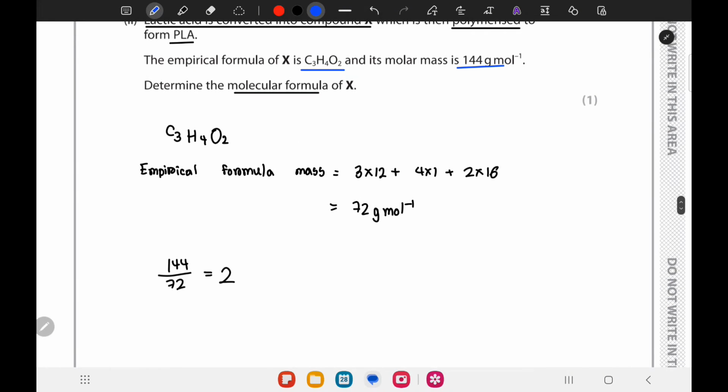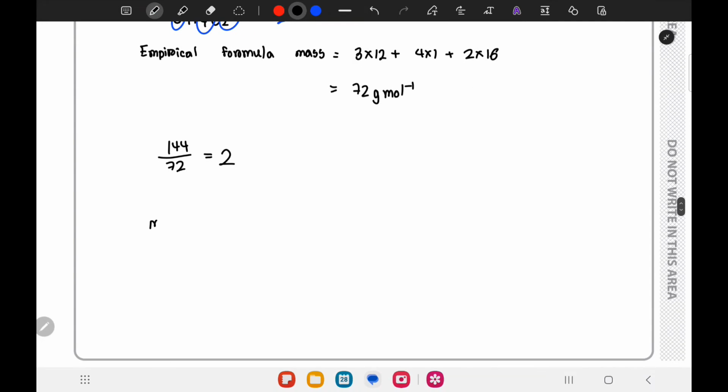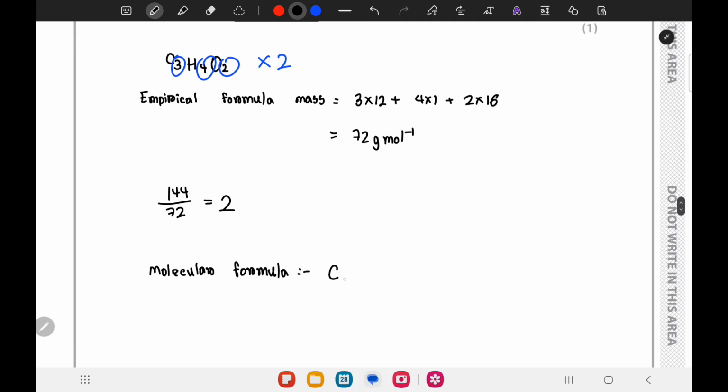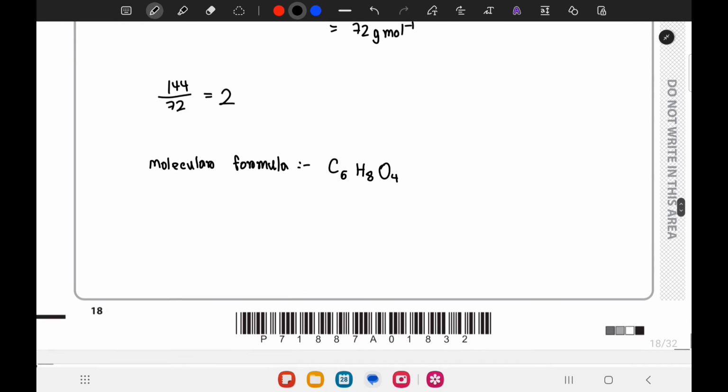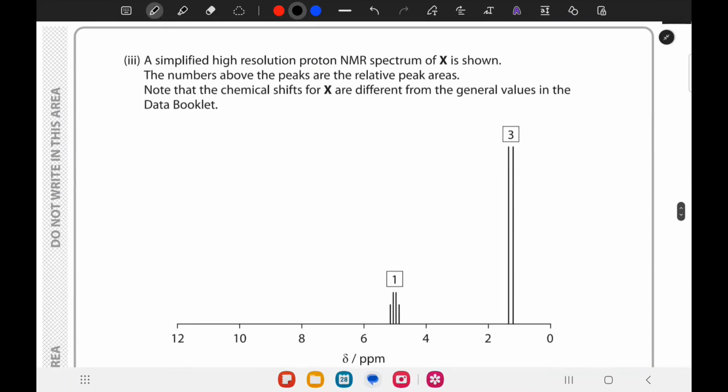So the numbers over here, so 3, 4 and 2, they will all be multiplied by 2 and we'll get the molecular formula, which would be C 3 into 2, which is 6, H 4 into 2, which is 8, O 2 into 2, which is 4. We have a molecular formula of C6H8O4. This is the molecular formula of X.